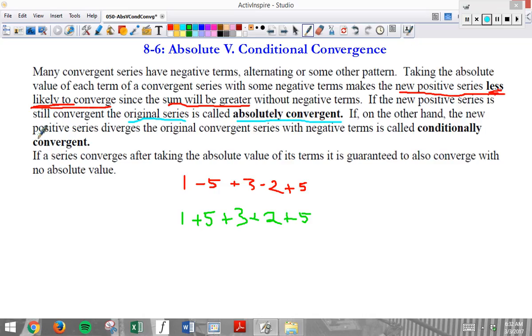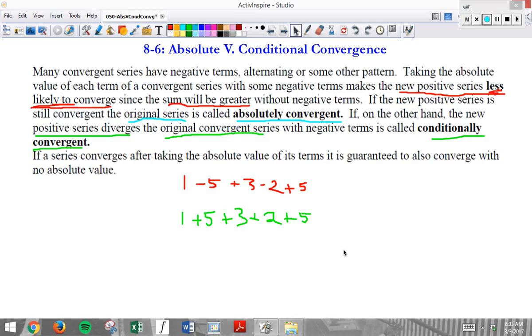If the original series converges, but the positive series diverges, then we're talking about something that's called conditionally convergent. If a series converges after taking the absolute value, it's guaranteed to also converge with no absolute value. And this will be a powerful technique. Sometimes it's easier to check the absolute value version than it is to do the alternating series test. Okay? And what if the original series diverges? Then they both diverge.